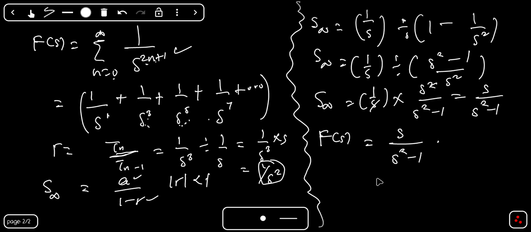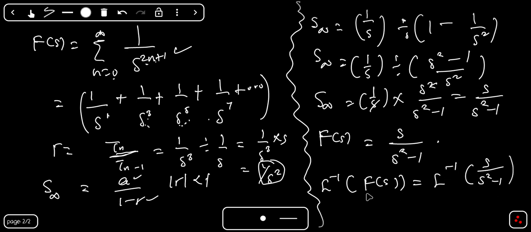So what we have to do is to find f(t). Then how do we find f(t)? For us to find f(t), we have to take the inverse Laplace of both sides. So taking the inverse Laplace of both sides, we have inverse Laplace of F(s) equal to inverse Laplace of s over (s^2 minus 1). And don't forget, I said inverse Laplace of F(s) will be f(t). So f(t) will be equal to inverse Laplace of s over (s^2 minus 1).